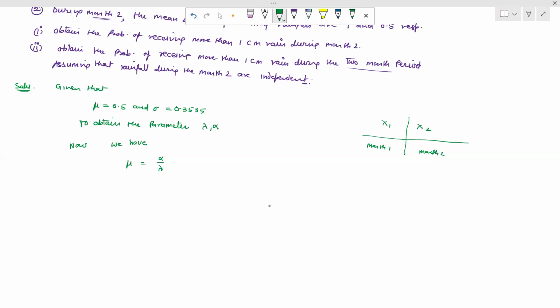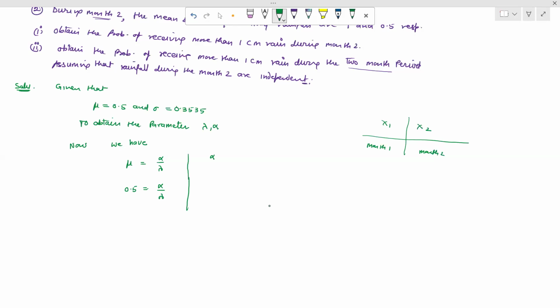This is alpha upon lambda. So this is our formula we have proved in previous video. So mu is equal to alpha upon lambda. So we put the value of mean mu is 0.5, so 0.5 equals alpha upon lambda. Now, similarly, in parallel, we write down the value of standard deviation.